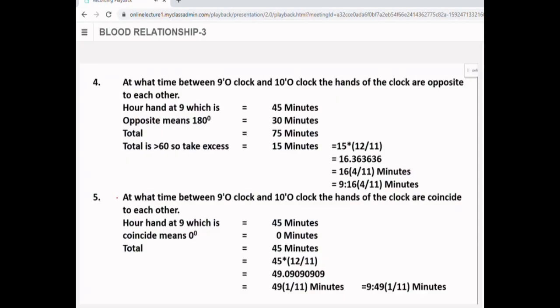So the calculation is same. Where there is a change is the second line. Coincide means 0 degrees. Opposite, 180 degrees, is 30 minutes. If it is perpendicular, then it will be 15 minutes. Okay, so we'll stop here and we'll continue in the next lecture with this clock.